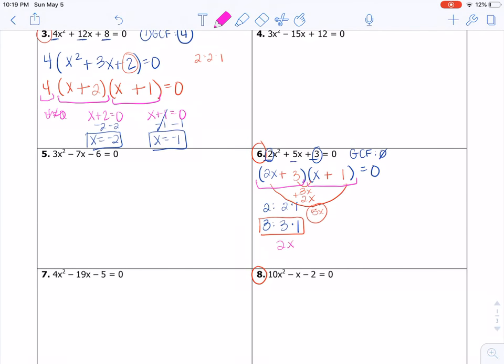I'm still not done, but what I need to do is set each part equal to 0. So I have 2x plus 3 equals 0, and x plus 1 equals 0. If I go ahead and solve, I'm going to start here. I have x equals negative 1. And I'm going to go back here. I subtract 3 to begin, so I have 2x equals negative 3. If I continue on, I'm going to divide by 2, so I have x equals negative 3 halves. So that is my other solution.